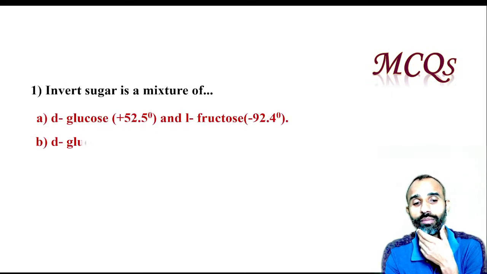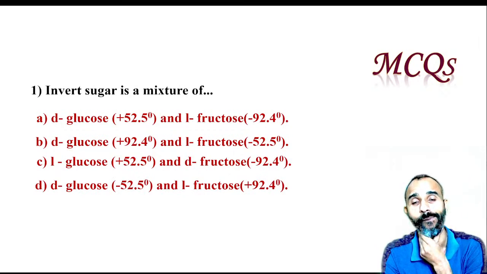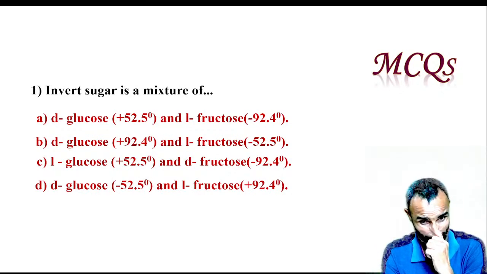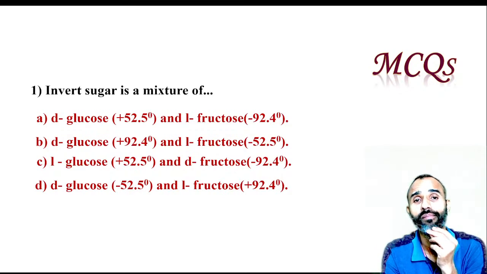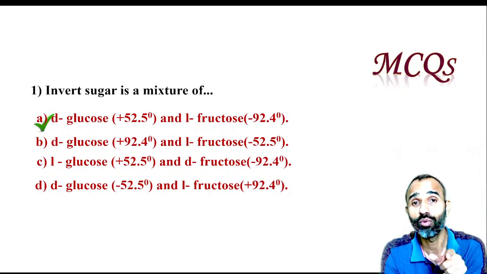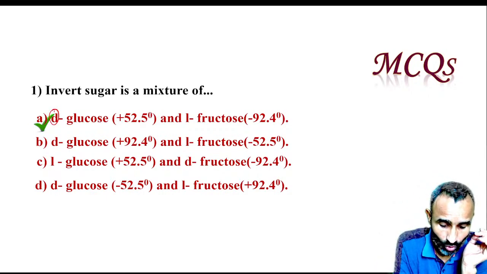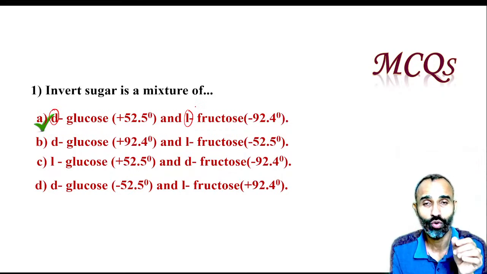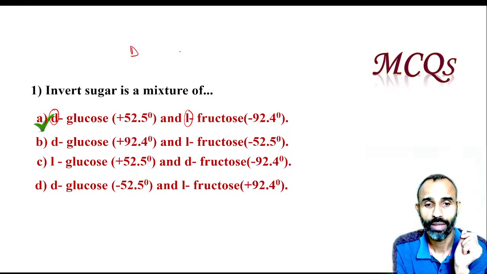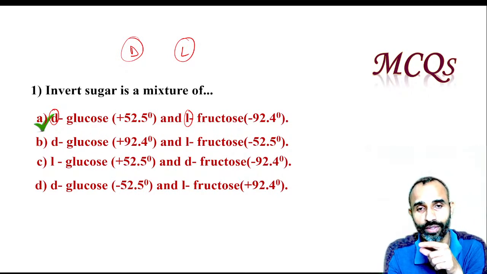Invert sugar is a mixture of, yes, option E, d-glucose and l-fructose. This small d and small l mean dextro and levo. Capital D and capital L are different. That is configuration; this is rotation.